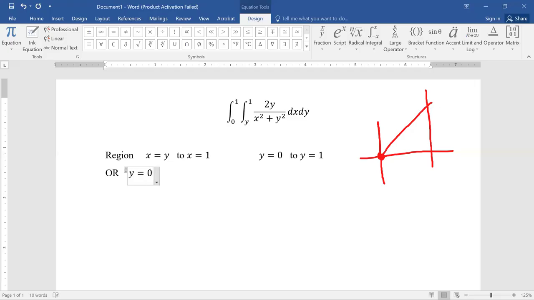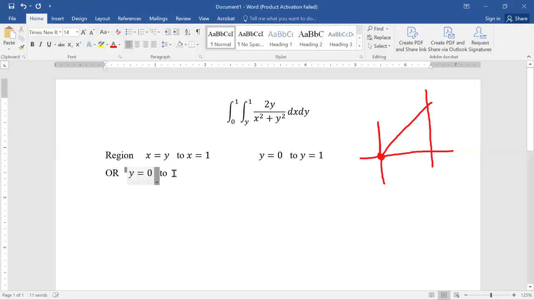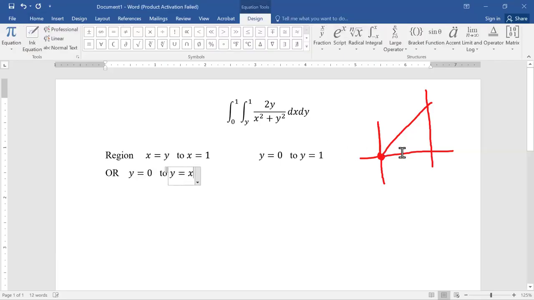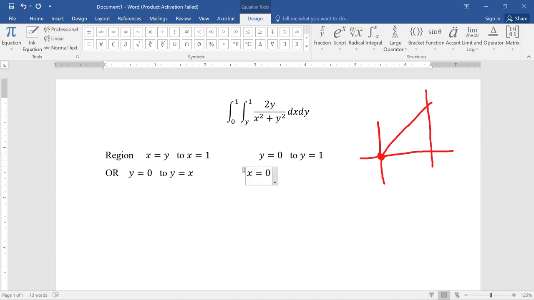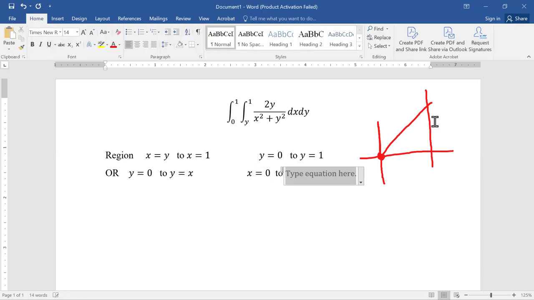Y equals 0 to y equals x. That's again from bottom up. And then from left to right, the x values go from 0 to, remember, this was an x value of 1. And we're at the point (1, 1) over there as well. So the x values are going from 0 to 1. So there you go. That's the region.